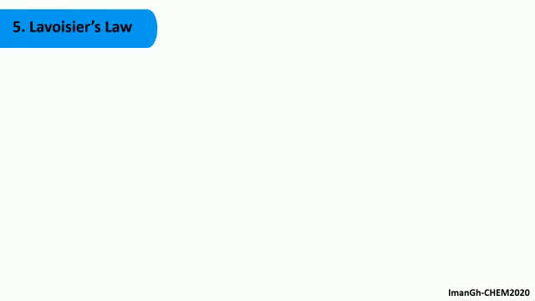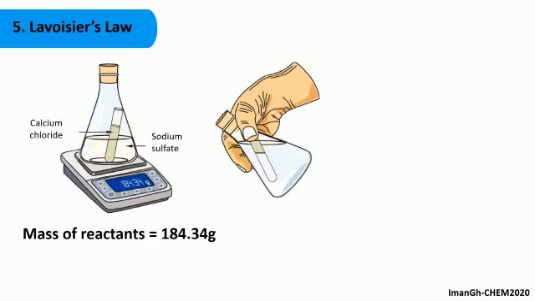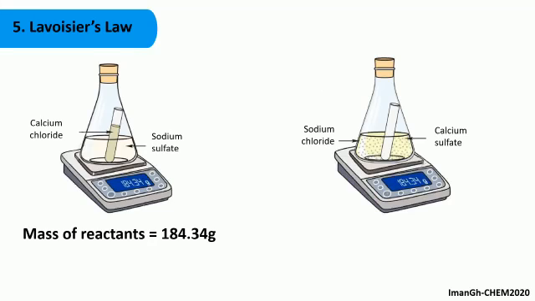The following experiment is performed to explore Lavoisier's law, who studied the variation of mass during a chemical reaction. Two reactants, calcium chloride and sodium sulfate, are placed together in a flask. As you can observe, the mass of these reactants is 184.34 grams. The contents of the flask are shaken and left to react. As a result, two new substances, sodium chloride and calcium sulfate, are formed.